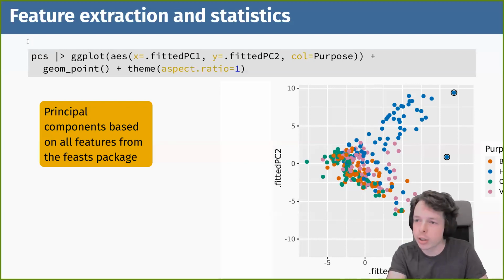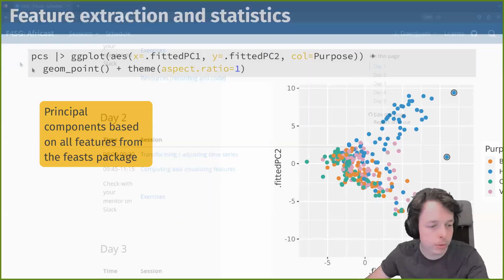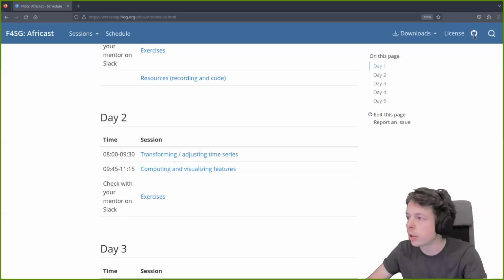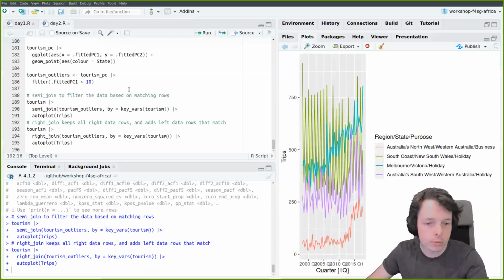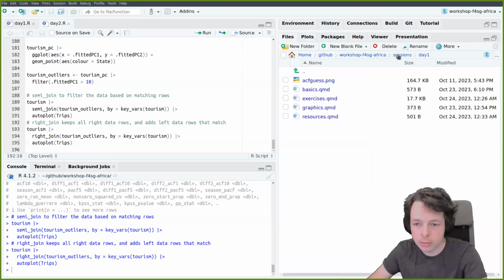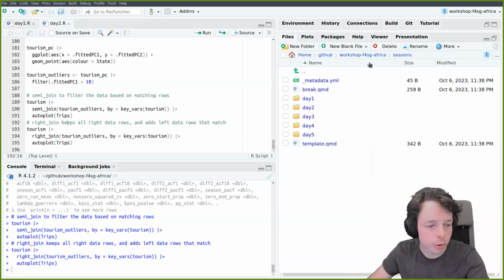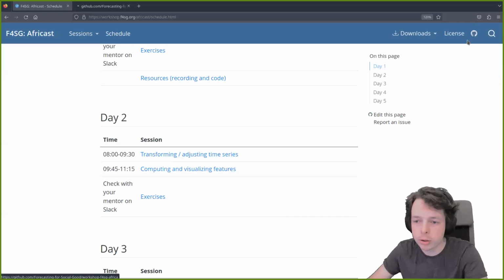There's another question in the chat. Which bit of code rounded the outliers? That's a good question. All of the code for the slides is available on the GitHub repository up here. You can click on GitHub. And when you download that repository, it'll look like this. So let me show you the GitHub repository.